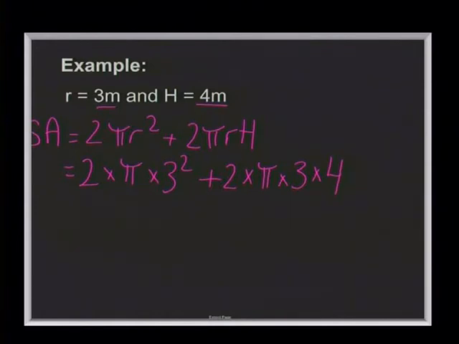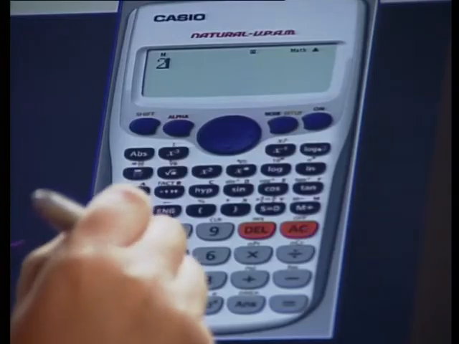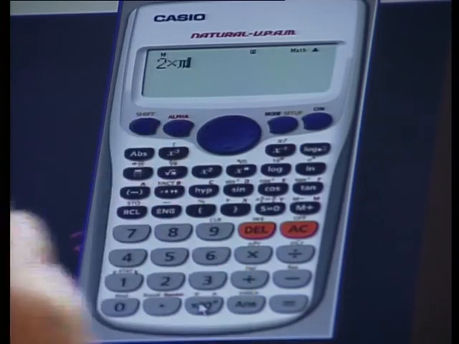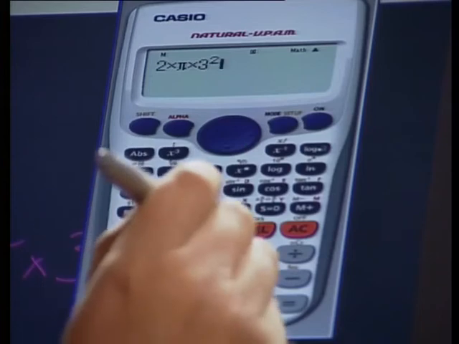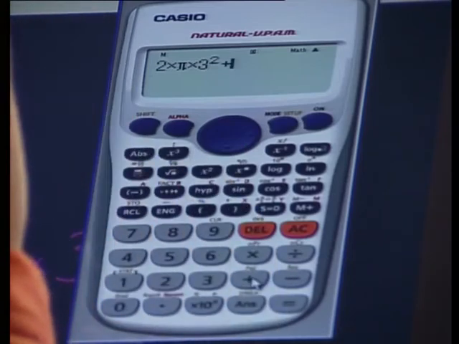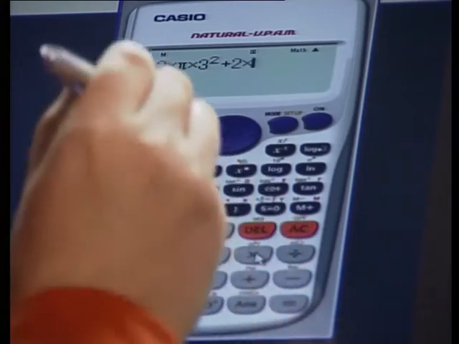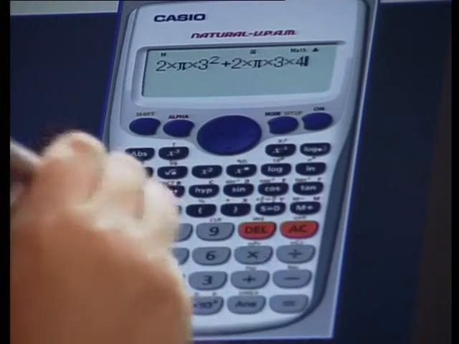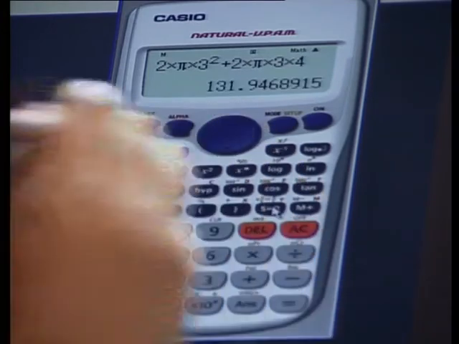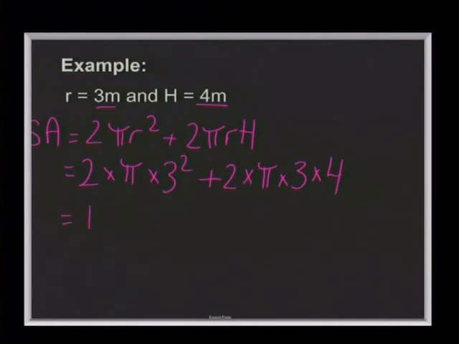All we do is substitute that into my calculator. So I've got 2 times pi times my radius squared plus, calculator can do it all for you, you don't have to do it in steps, 2 times pi times radius times the height, and we get an answer of 131,95. So let's go back and write that in.